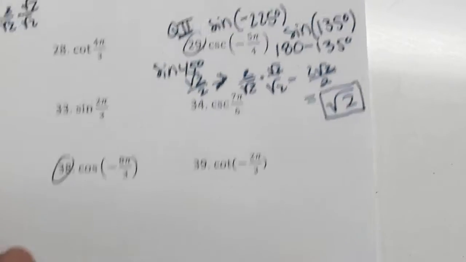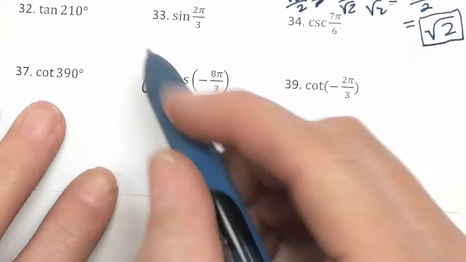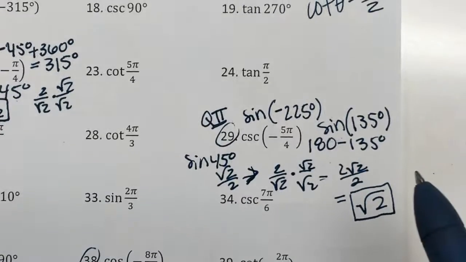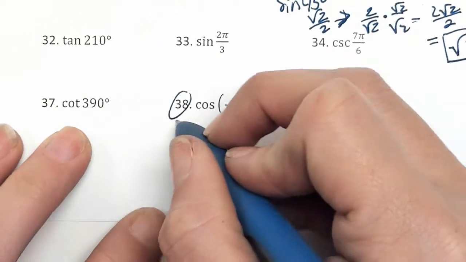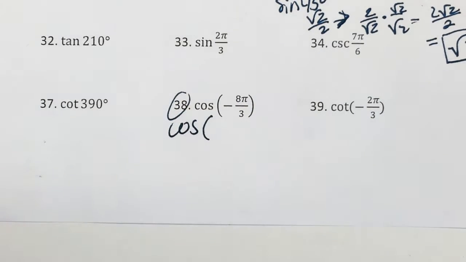Alright, next one. And last one. We don't have to flop this time. We're just finding cosine of this. And go ahead and tell me what negative 8 times 180 divided by 3 is. Number 38. Okay, you do need to go over this one. So then tell me negative 8 pi over 3, what that would be.